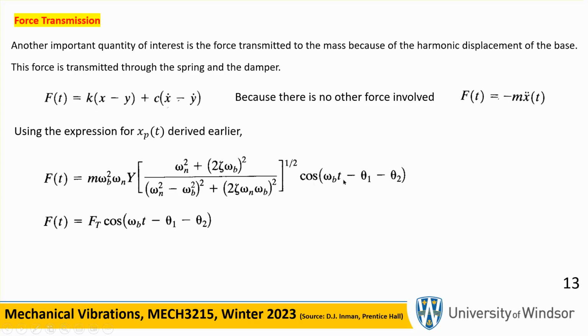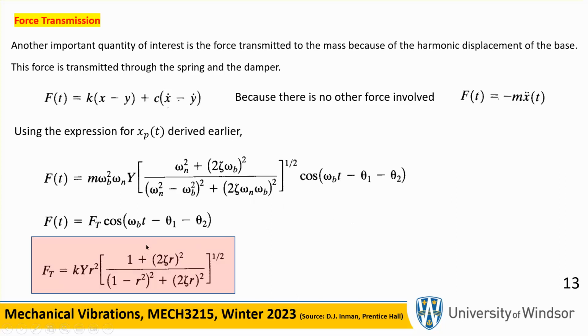Multiple, of course, it has a cosine in it, so this whole thing must be the amplitude. I don't particularly like it because it had omega n in it and omega b in it. Remember, we like things in terms of r. So actually, if you do the algebra and rewrite this in terms of r, this is what you're going to get.